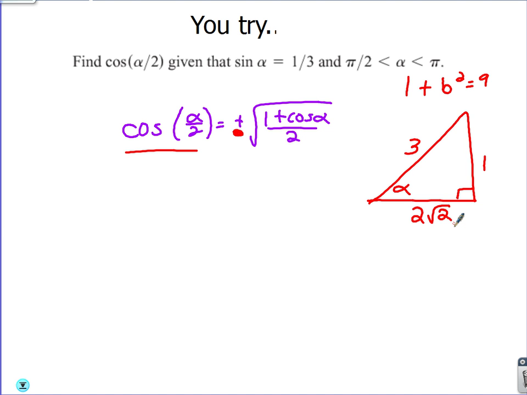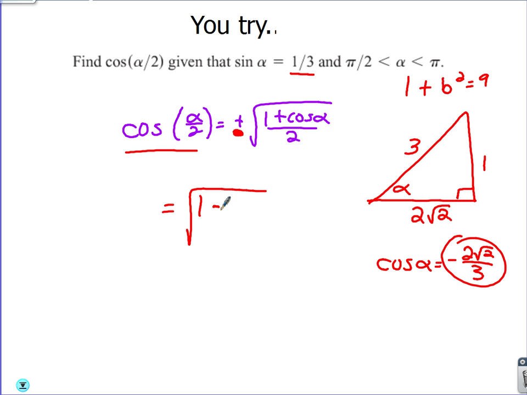And again, keep in mind we're in the second quadrant, where sine is positive, obviously, but cosine will be negative. Adjacent over hypotenuse, 2 root 2 over 3. So now we plug in, we're done. Therefore, the cosine of alpha over 2 will equal the positive square root of 1 plus this. So it'll be a negative 2 root 2 over 3, over 2.